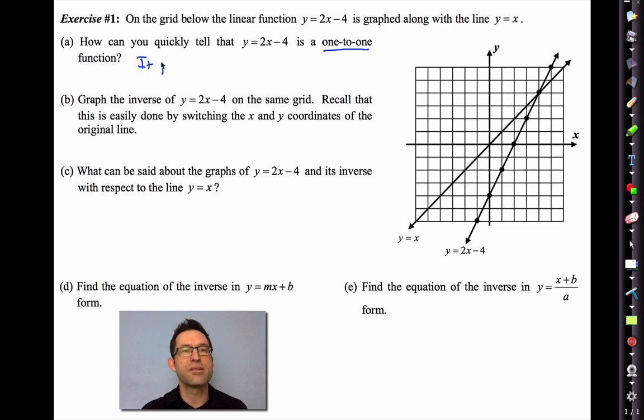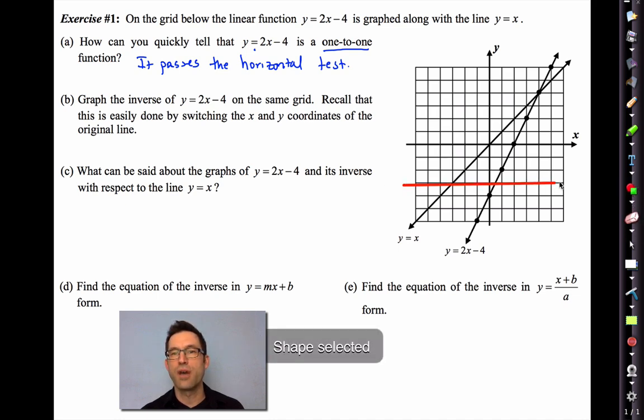So because it passes, that almost looks like passes the horizontal line test. Remember that? We had this test that said, if I draw a horizontal line, remember we're looking at just this line here, if it strikes the function only once, well, then it's a one-to-one function. And if it hits it more than once, it's not a one-to-one function. All right, so it passes the horizontal line test.